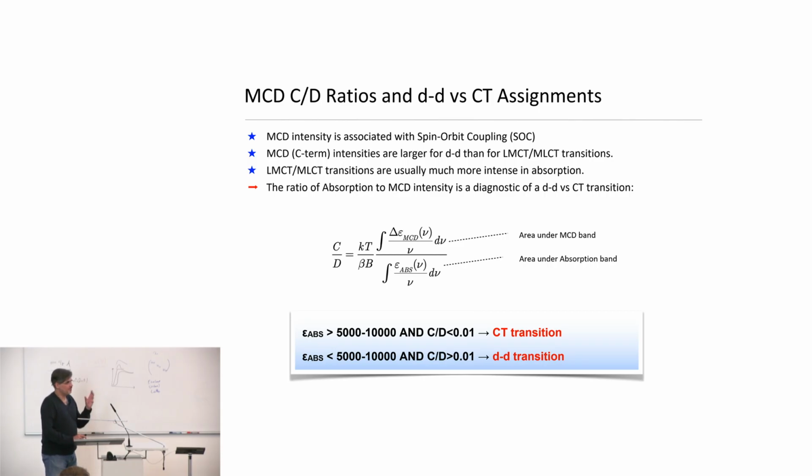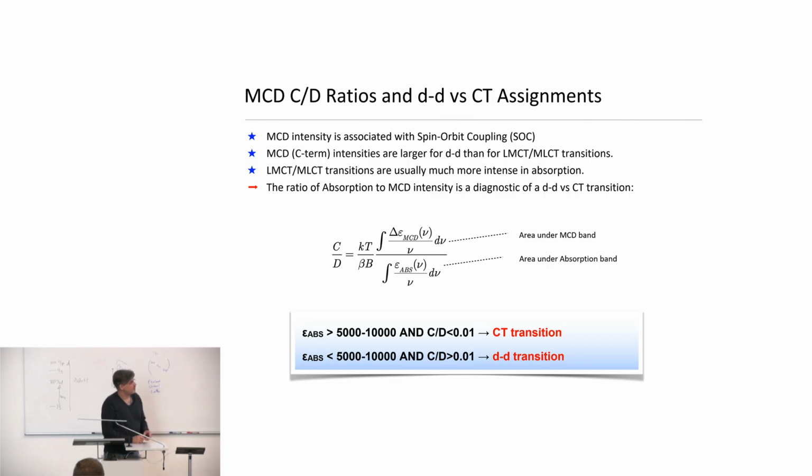That is essentially the ratio of the intensity of the MCD band divided by the intensity of the absorption band. And that prefactor here is basically taking the temperature and magnetic field dependence out of the MCD band. So that is nothing else than the area under your fitted Gaussian in the MCD and the area of your fitted Gaussian under the absorption.